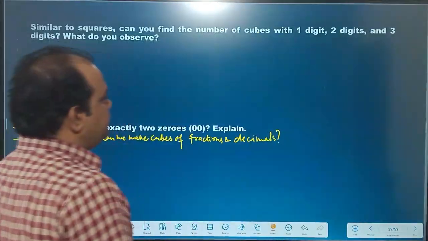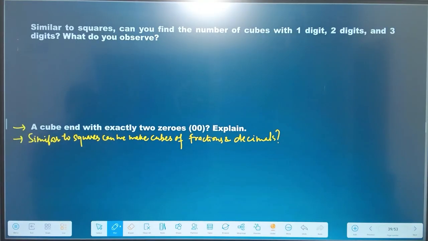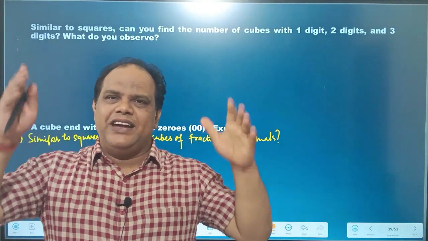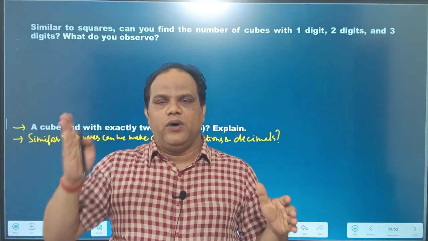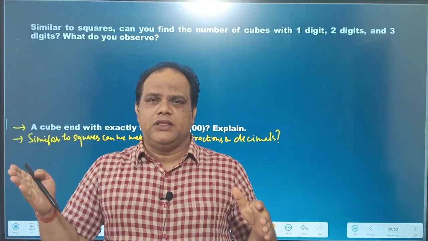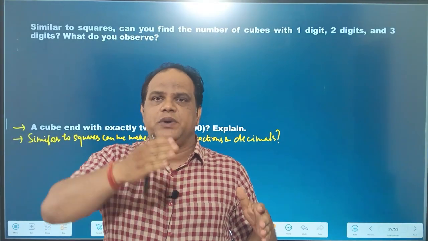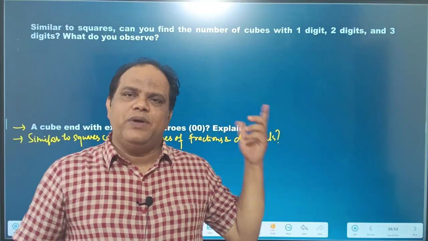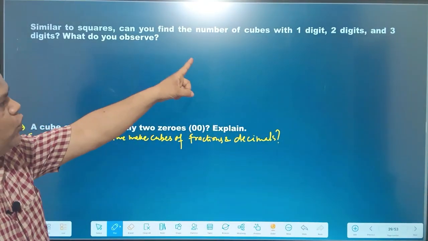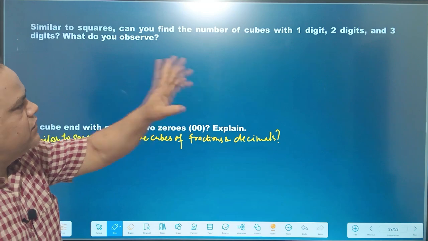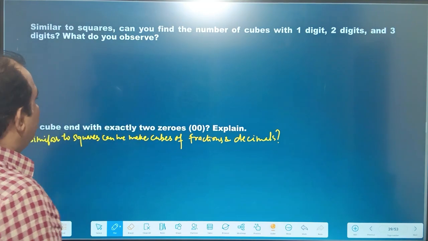Okay, next. Similar to squares, can you find the number of cubes with 1 digit, 2 digits and 3 digits? What do you observe? Remember we had the table where we had to fill in how many squares between 100 and 200, how many squares between 200 and 300. The same way here it is asking, can you find the number of cubes with 1 digit, 2 digits and 3 digits, right? So let's see.